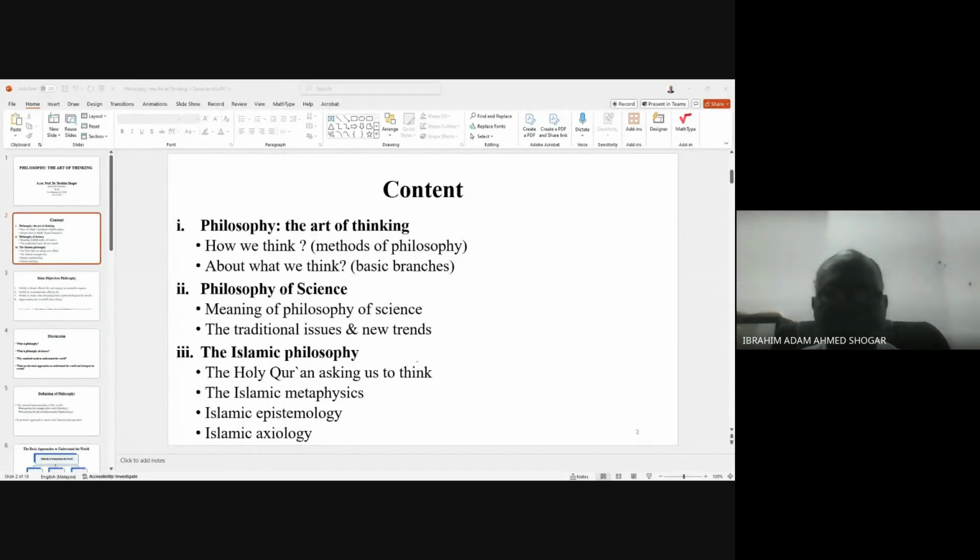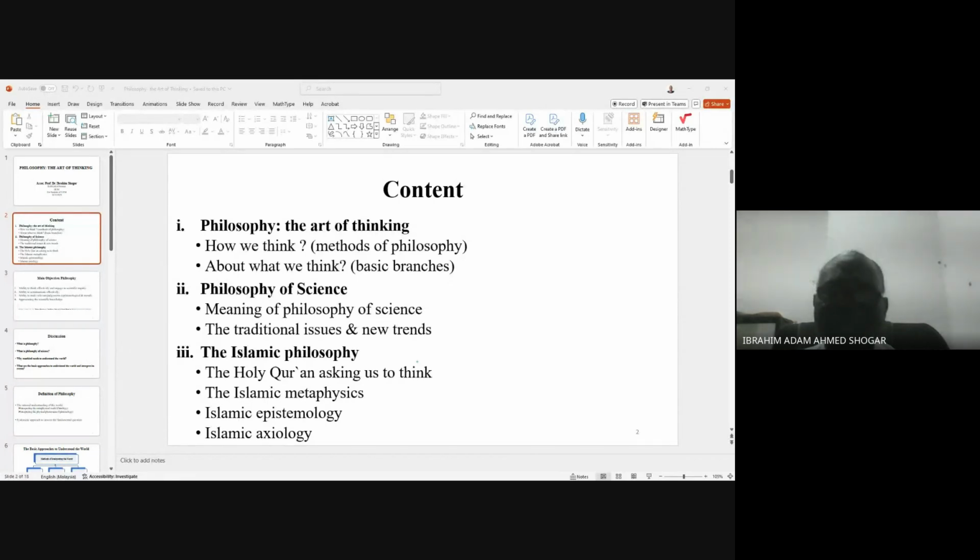Number two about philosophy is when I am thinking, what am I thinking about? For example, about my class, about my exam, or about dunya, or about akhirah. This we call the different areas of thinking itself, and this we call the branches of philosophy, the areas of philosophy. Just like when you say, I am studying, somebody asks you what you are studying. That means the area of study. So you say, I am studying mathematics or I am studying biology. These are different areas of study.